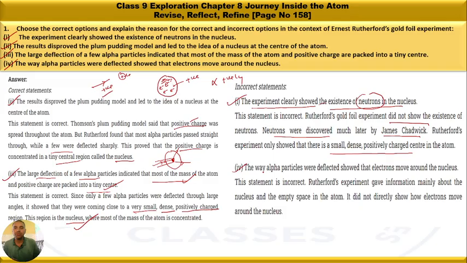The fourth option, which is incorrect, is that the way alpha particles were deflected showed that electrons move around the nucleus. This is also an incorrect statement. Rutherford's experiment gave information mainly about the nucleus and the empty space in the atom. It did not directly show how electrons move around the nucleus. The movement of electrons around the nucleus was shown by Niels Bohr. In the Bohr model of an atom, how electrons move around the nucleus in fixed or discrete orbits was shown by Niels Bohr, not by Rutherford.